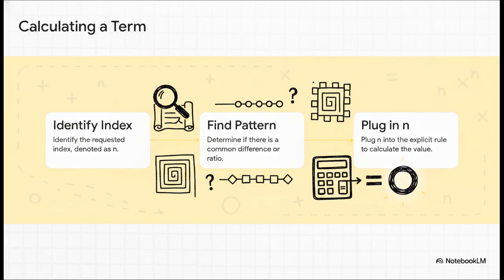First, identify the requested index. Remember, the index, denoted by n, is just the address or the position of the term in the sequence. Second, look at the first few terms and determine if the pattern relies on a common difference, meaning it's arithmetic, or a common ratio, meaning it's geometric. Third, once you know what kind of sequence you have, you just plug that index n directly into your explicit rule to calculate the exact value of that specific term. Absolutely no need to walk through all 19 previous steps.